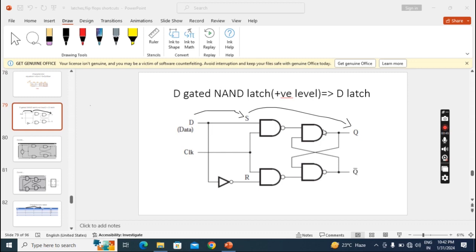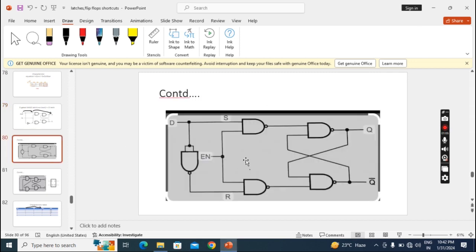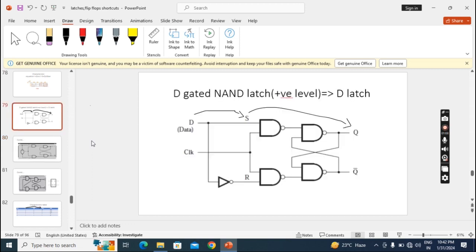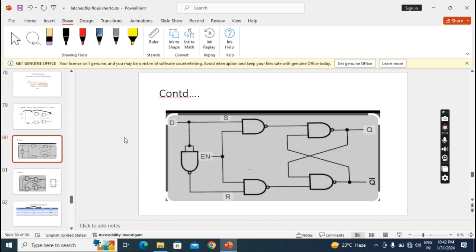But here, if I am using the NAND latch part, the driving part will be NAND. And when we use the NAND latch part, we have to connect an inverter here to the R. That we have to remember. This is the logic diagram. The same logic diagram we can draw in another way. Just I replaced this NOT with NAND. Both are right, this one and this one also.